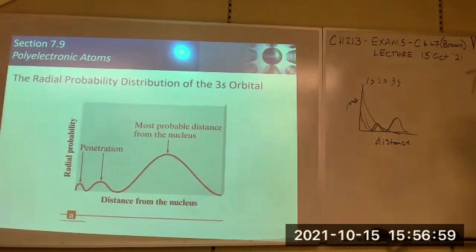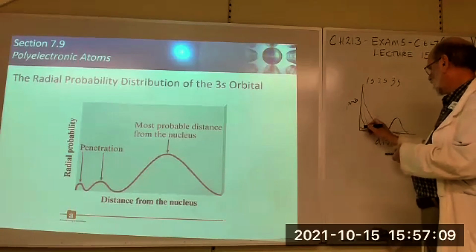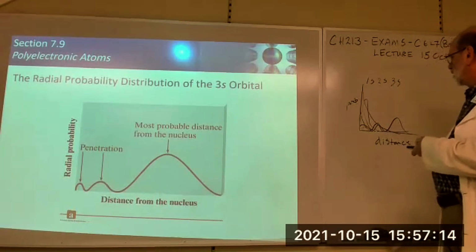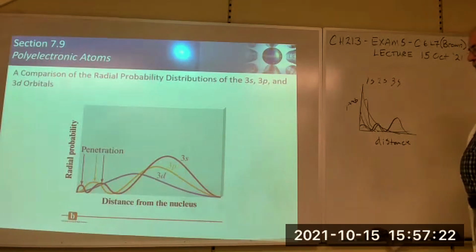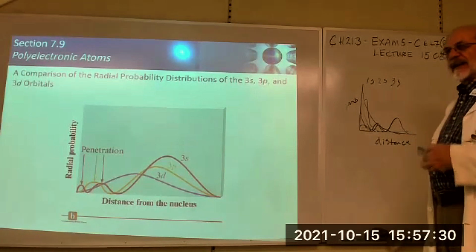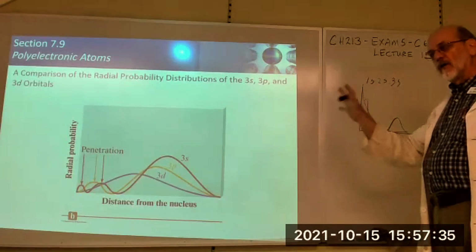Okay. And it works for the 3s, like I drew here. Actually, that's not accurate. It should be down here, like that. And this one should be like that. Okay. So that penetration effect is taken into account when we're judging the energy state of an electron and whether the electron is overall lower energy than another one.